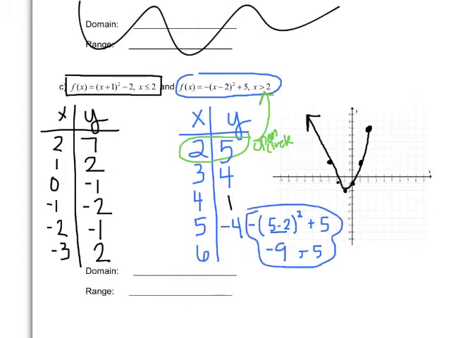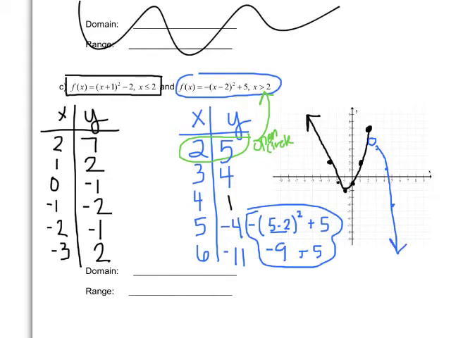Okay, so if you want to write out these steps for every single one, you can. That's perfectly fine. Get a scratch piece of paper, whatever you need to do. 6 minus 2 is 4. 4 squared is 16. Negative 16 plus 5 is negative 11. All right. 2, 5. Put an open circle there. 3, 4. 4, 1. 5, negative 4. And we go down.